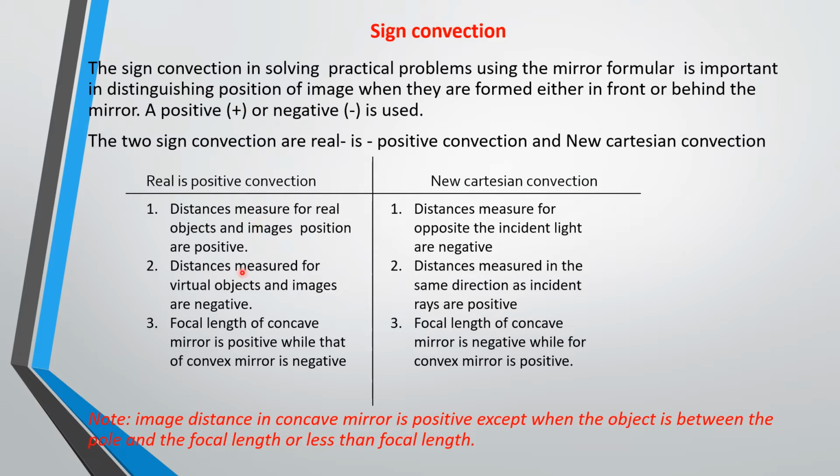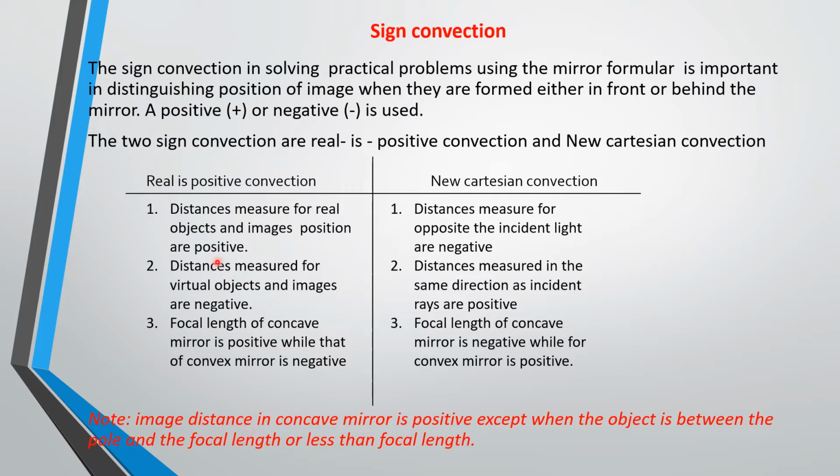Note this: for a concave mirror, the image distance is positive except when the object is between the focal point and the pole, or when the position of the object is less than the focal length. That is only when you will have a negative image.